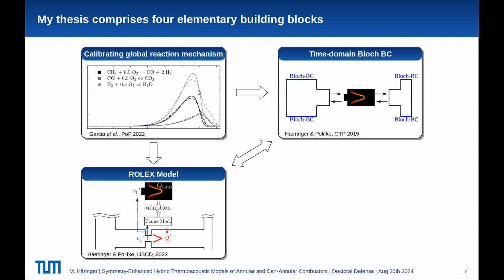Here we improved an existing calibration method for global reaction mechanisms. And this method allows the construction of small, cost-efficient reaction mechanisms for arbitrary fuels and operating points. This is especially important for new fuels like hydrogen or ammonia, for which no global reaction mechanisms are available in literature.